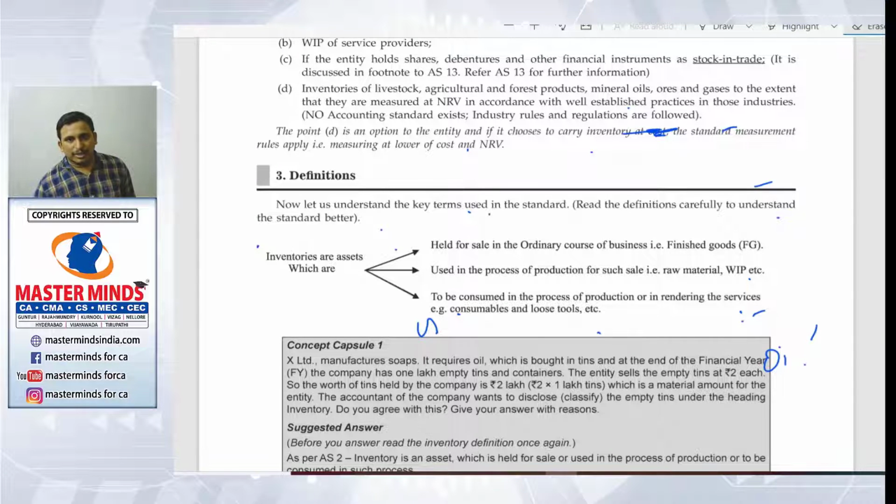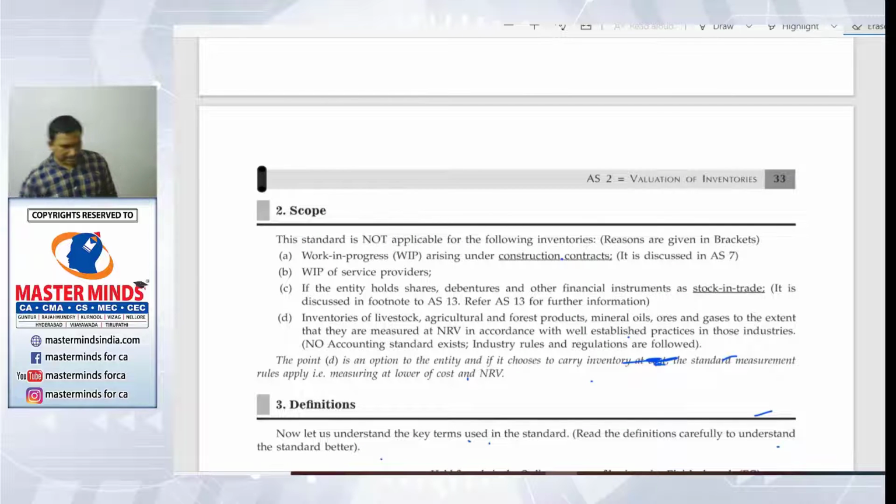Now let me proceed further. In this standard, it is clearly said that though we consider something as an inventory, sometimes the valuation principle may not be given in the standard. Make it very clear: some items we consider inventories, but though they are inventories, how to value such inventories is not given in the standard. The name of the standard is clear, valuation of inventories, but it cannot give valuation principles for all types of inventories. So the standard clearly said some inventories for which generally we will not apply AS2. The valuation principle of AS2 is not applicable.